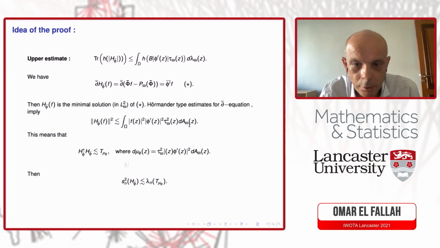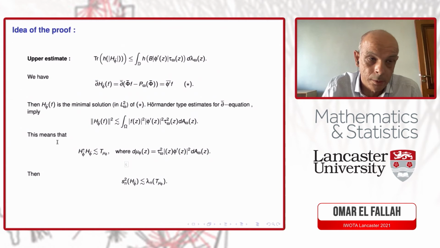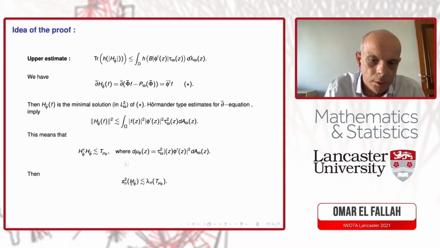You see here we have a Toeplitz operator which appears with symbols. Derivative of phi square, tau 2 d a omega. The symbol is exactly this. Then one can control h phi bar star h phi bar by T mu phi. And finally, using classical results by the monotonicity lemma, you obtain that the square of singular values are controlled by the eigenvalues of T mu phi, and now we can use the result stated for Toeplitz operators.